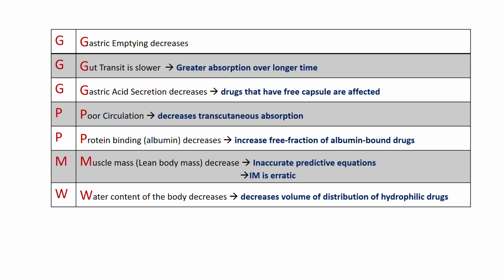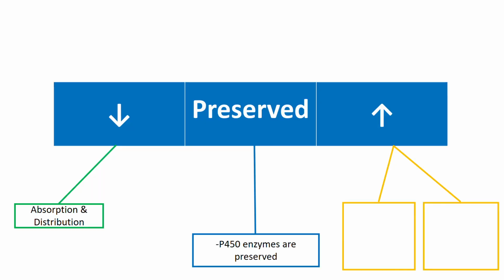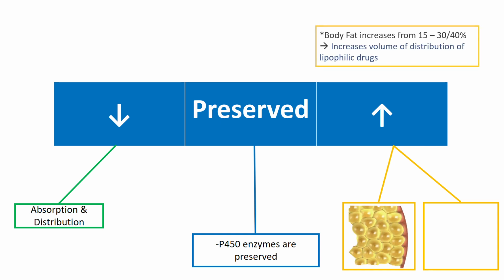Talking about the water content and hydrophilic drugs will unlock the first clue in our yellow boxes, which are the increased features, which is the fat. Fat content in the body increases in contrary to the water content of the body, and this in result increases the volume of distribution of lipophilic drugs, also in contrast to the decreased distribution of the hydrophilic drugs. Now we have talked about the preserved features. In the increased features, we've only talked about the fat, and there is still an unlocked box. And in the decreased features, we talked about absorption and distribution.